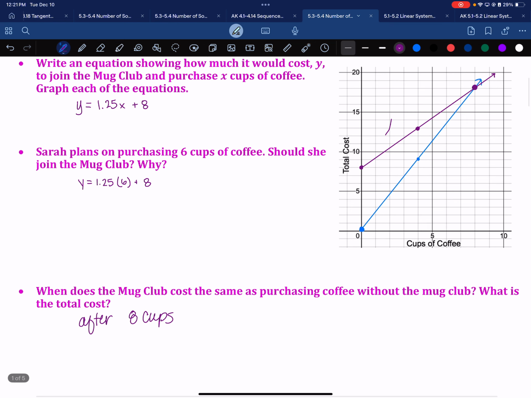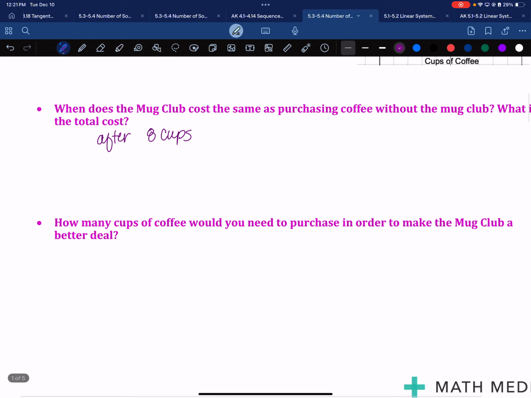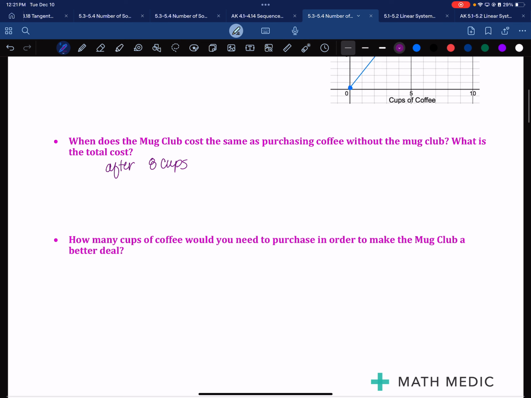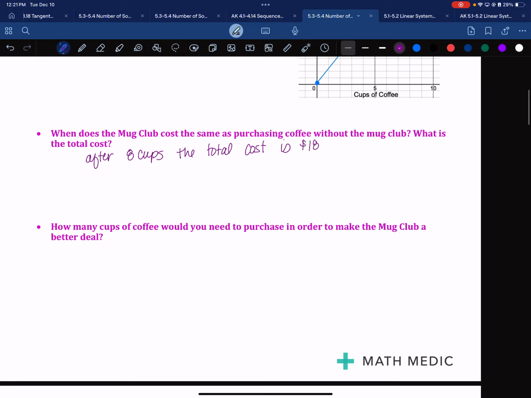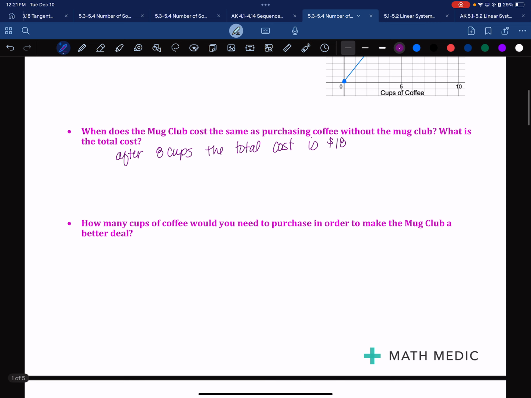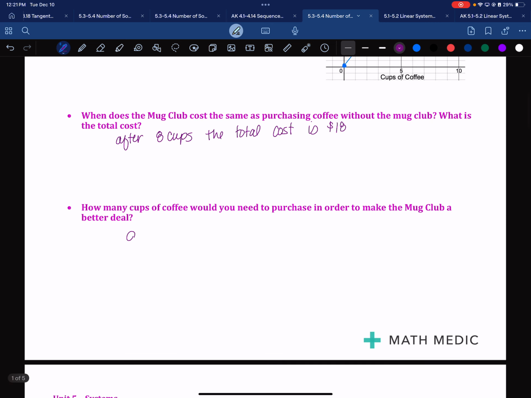These two lines intersected at one point. How many cups of coffee was I supposed to ask? Oh, what is the total cost? The total cost is $18, because that's the y value. Okay, so how many cups of coffee would you need to purchase in order to make the mug club a better deal? We said 9 cups. Yeah, 9 in this case. More than 8 cups, not 8 or more, sorry.